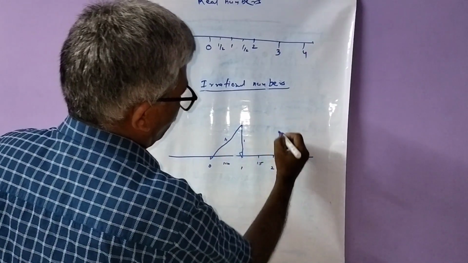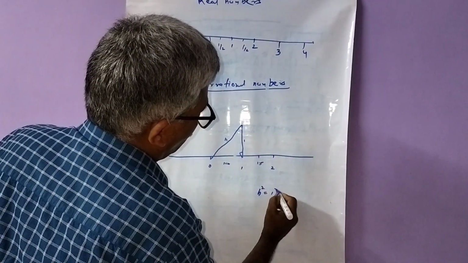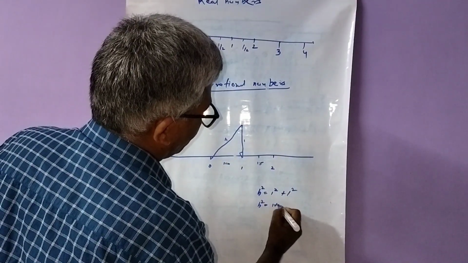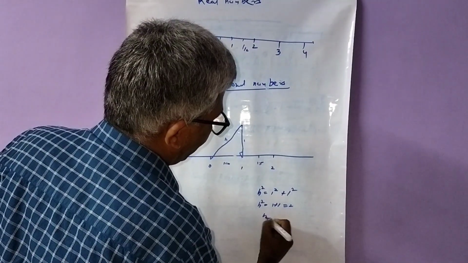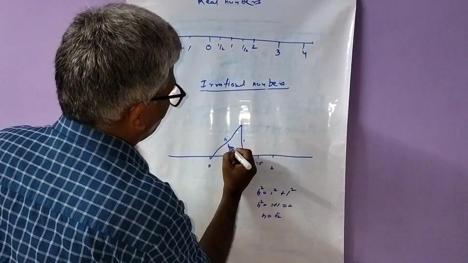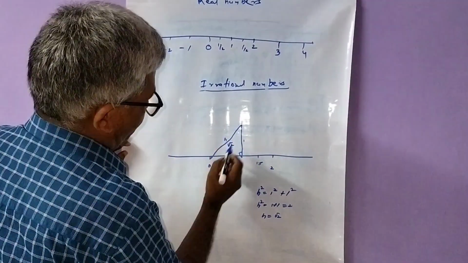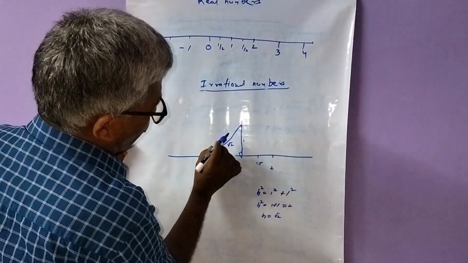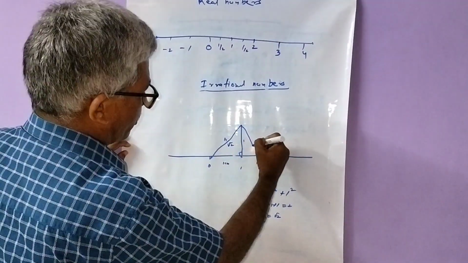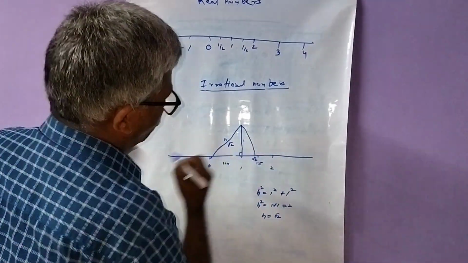By Pythagoras, we get h square equals 1 square plus 1 square, or h square equals 1 plus 1 equals 2, or h equals root 2. So this is root 2. If you take this as an arc, this as a radius, and draw an arc, it will come somewhere here and touch the line here. So this will be the value for root 2.